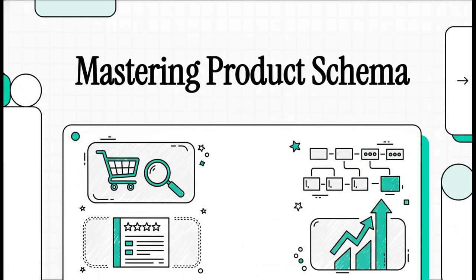Okay, so if you're running a Shopify store, you know this feeling, right? You have amazing products, but when you look them up on Google, they just vanish into the crowd. Well, today we're going to fix that. We're unlocking a super powerful SEO technique called product schema. Let's get right into it.